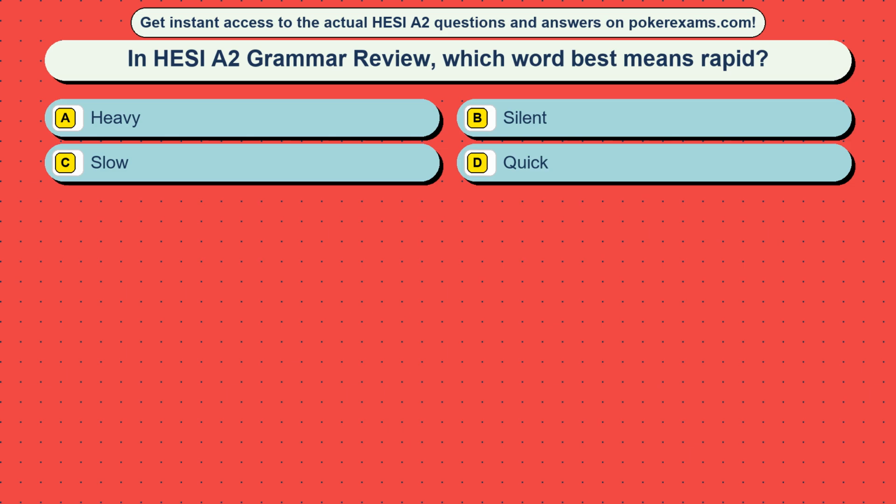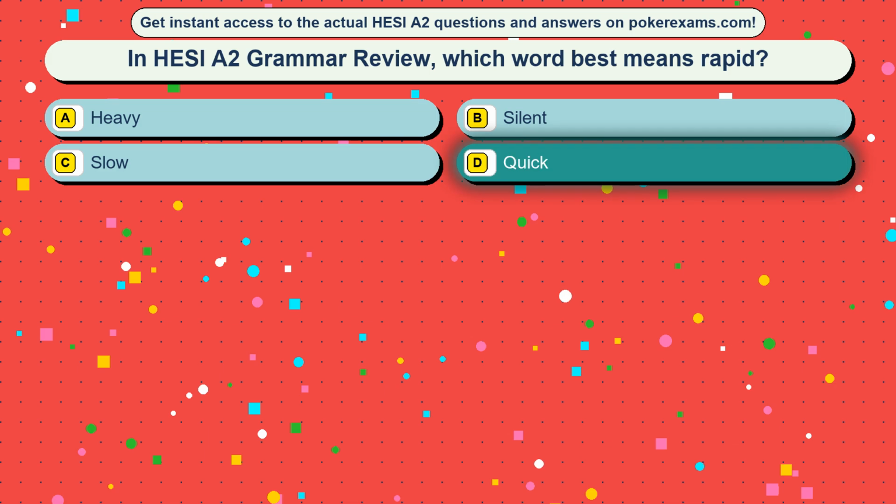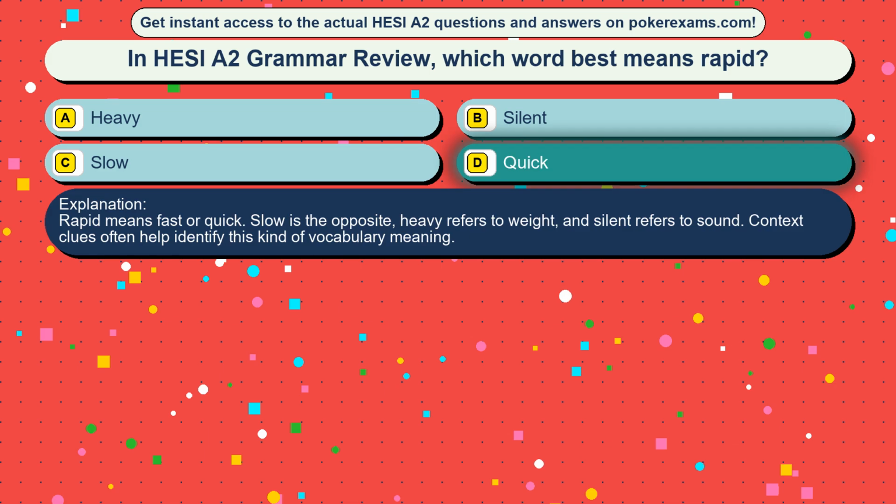Question 23. In HESI A2 Grammar Review, which word best means rapid? Option A, heavy. Option B, silent. Option C, slow. Option D, quick. The correct answer is option D, quick. Rapid means fast or quick. Slow is the opposite, heavy refers to weight, and silent refers to sound. Context clues often help identify this kind of vocabulary meaning.